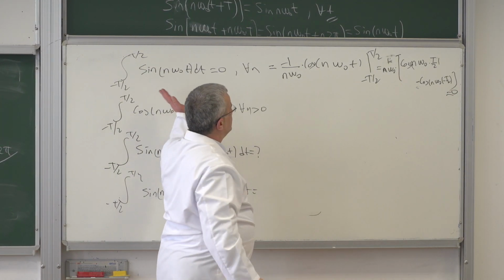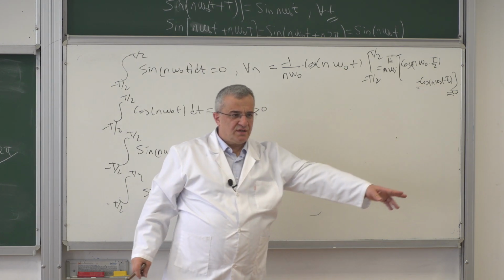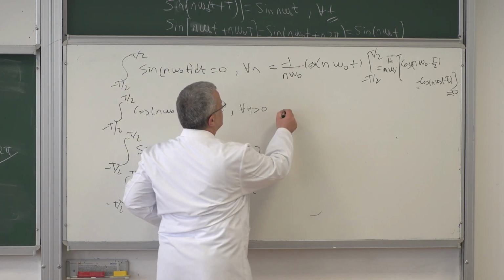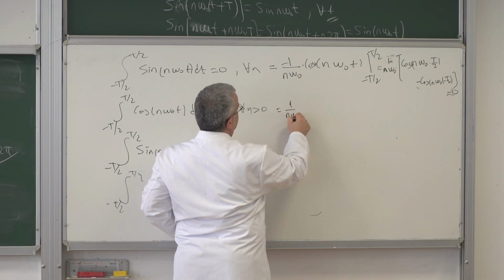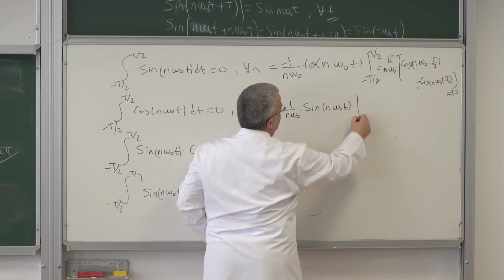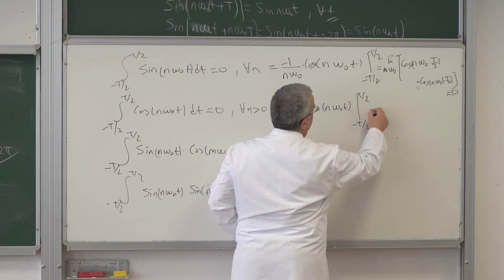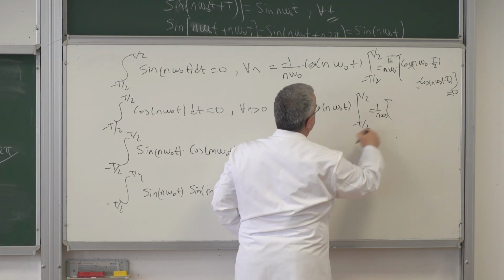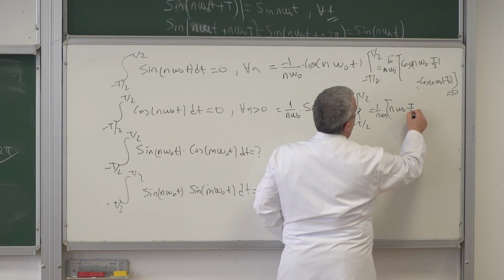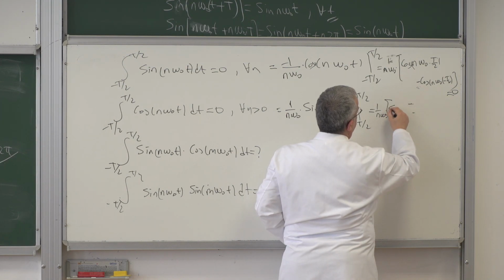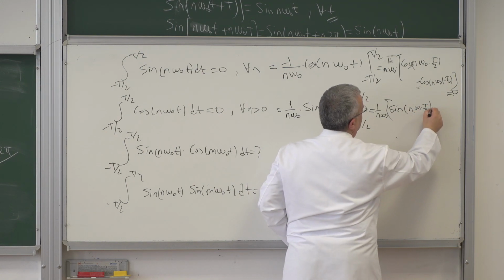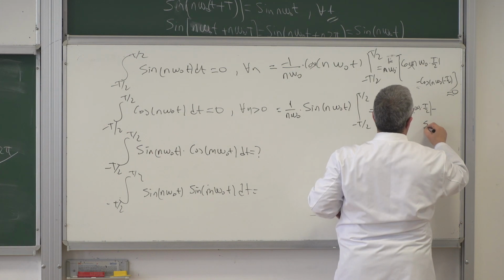So in one period, if you integrate this sine n omega 0 t, you get 0. This, again, 1 over n omega 0, what is this? Sine n omega 0 t over 2 minus sine of n omega 0 minus t over 2.